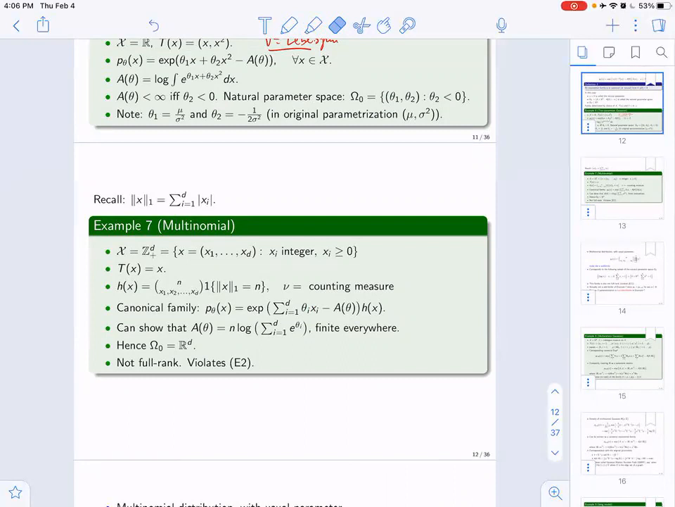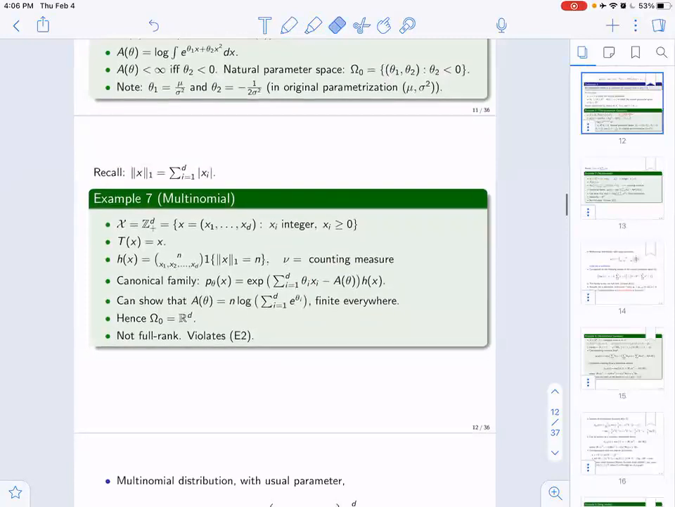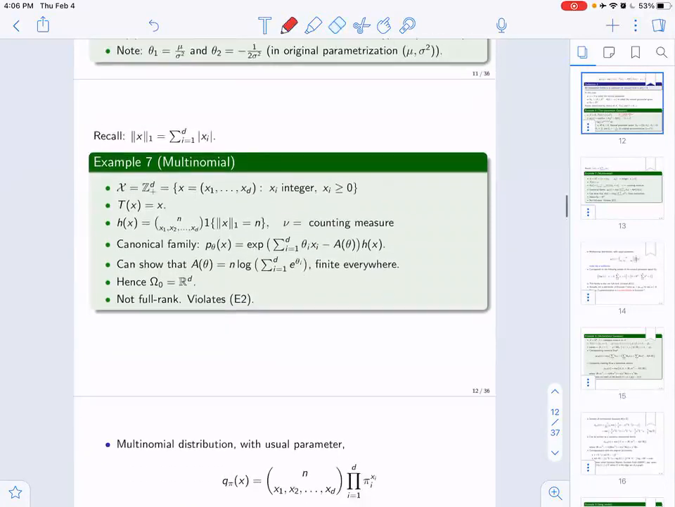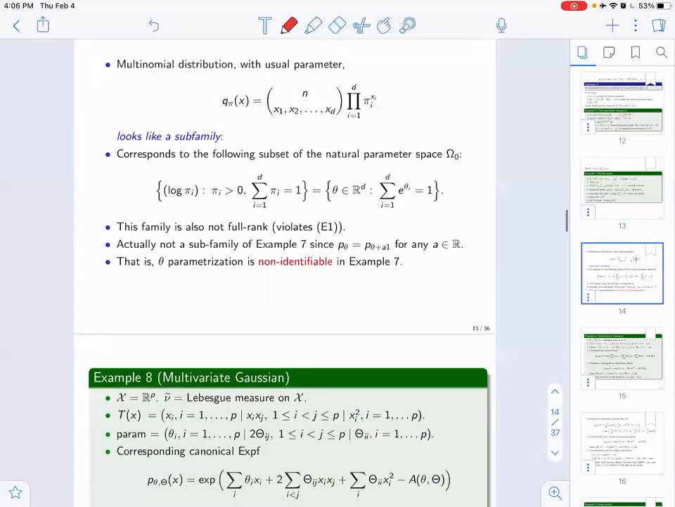So a multinomial distribution is an example that you can write as an exponential family, but there are some issues. Either E1 is violated or E2 is violated. And the canonical parameterization is interesting, but there is an issue with it. Okay, I'm going to skip this.